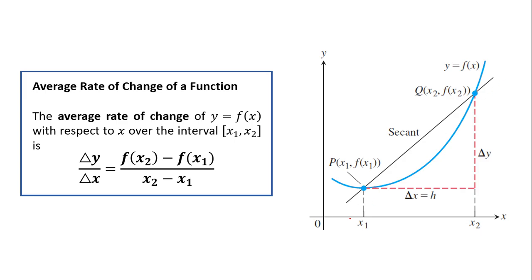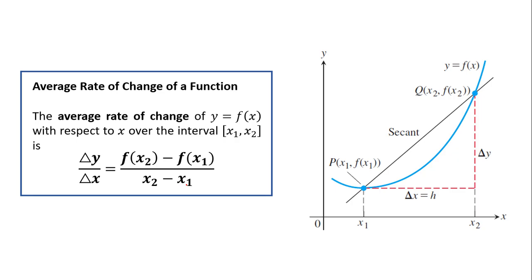And so if it's just the slope of the line PQ, then we can compute the average rate of change of this function over the interval x sub 1 up to x sub 2 by getting the value of the expression f of x sub 2 minus f of x sub 1 divided by x sub 2 minus x sub 1. The numerator, which is the difference between f of x sub 2 and f of x sub 1, is commonly denoted by delta y. So delta y indicates the difference between the two y coordinates. Also, the difference between the two x coordinates is denoted by delta x.